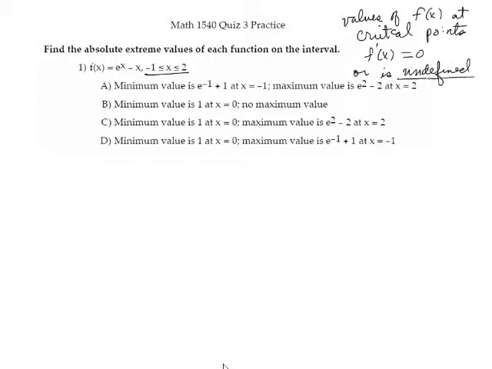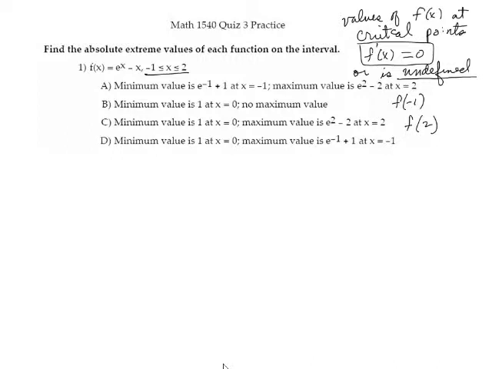The first derivative of the function here is defined for all values of x, so we need to look at the critical points where the first derivative is 0. And the other 2 points we need to look at are the endpoints, f of minus 1 and f of 2, and then see which is the largest and which is the smallest.